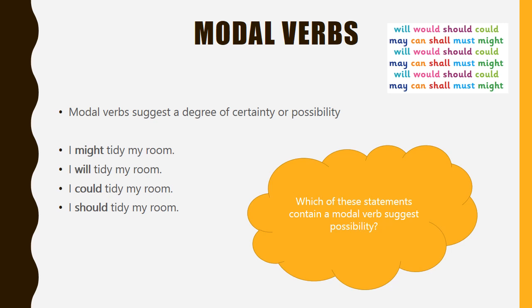So I'd like you to have a look at the statements shown on screen and decide which of these statements contain a modal verb which suggests possibility. So the correct answer is I might tidy my room and I could tidy my room.